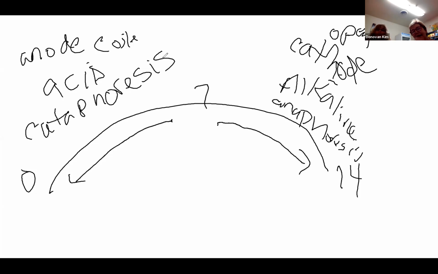I always say anode can't go together with cataphoresis, and cathode can't go together with anaphoresis. They're opposites. Anaphoresis will use cathode, and cataphoresis the anode. And with the anode, what are you using to do it?